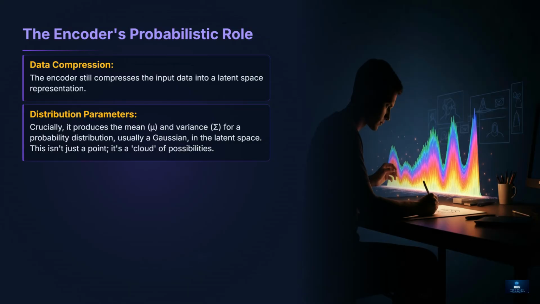In a VAE, the encoder still compresses your input data. But here's the key thing you need to remember. It doesn't just give you a single compressed point. Instead, it gives you the mean and variance for a probability distribution, usually a Gaussian. Think of it as mapping your input to a fuzzy region in latent space, not a precise spot.